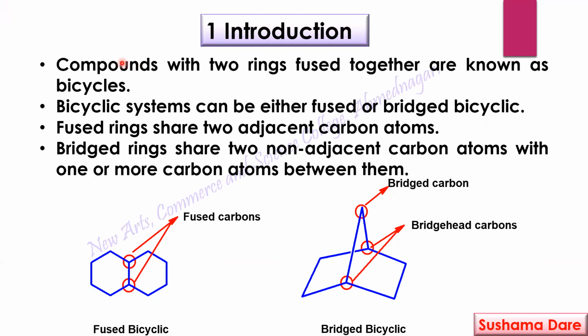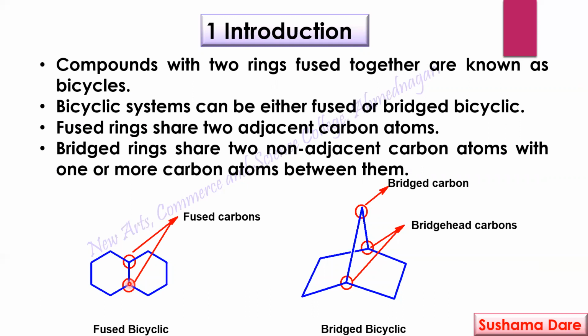Now, as we talk about the fused ring system, what does fused ring mean? Look here, this molecule is called a fused bicyclic, while this structure is a bridged bicyclic molecule. You can see the difference here. The two atoms are common between these two rings. And one more feature you can see: these two atoms are adjacent atoms.